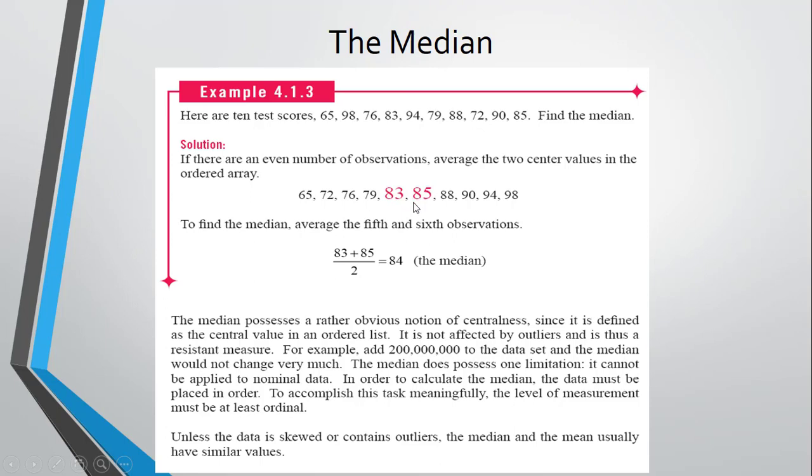Since n is even, you find the middle two, which are 83 and 85. To find the median, you average the 5th and 6th observations, the middle two: 83 plus 85 divided by 2, you get 84. That's the median. Okay? That's the central tendency.